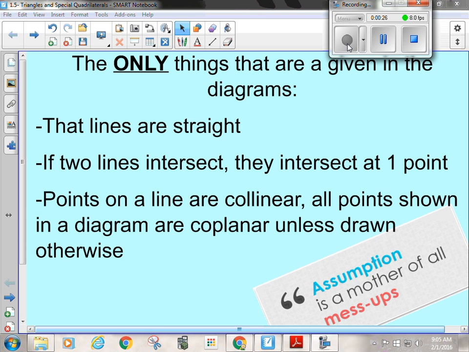Here are the only things that you can assume about the diagrams that you're given. That lines are straight. If two lines intersect, they intersect at one point, not multiple. And then points on a line are collinear. All points shown in a diagram are coplanar, unless they're drawn otherwise and purposely drawn non-coplanar. Okay, so those are really the only three things that you can assume, per se, about these pictures.